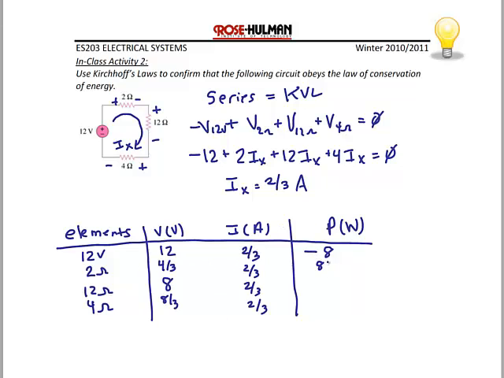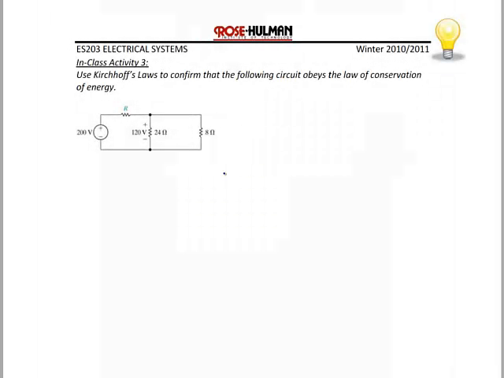So I'm going to have 8/9 watts, 16/3 watts, and 16/9. When I sum the power for all of the elements, it does equal 0. So I have confirmed that this circuit obeys the law of conservation of energy. Now for the last example.